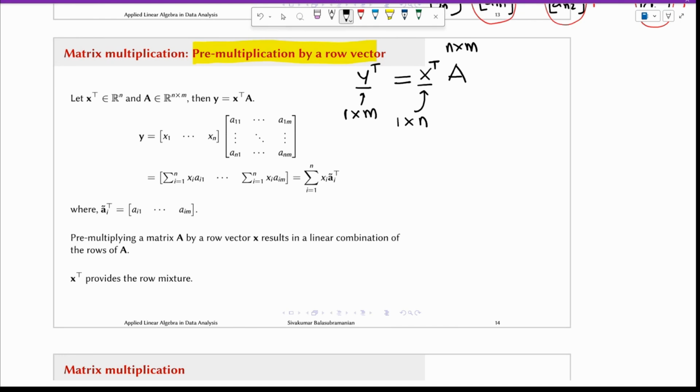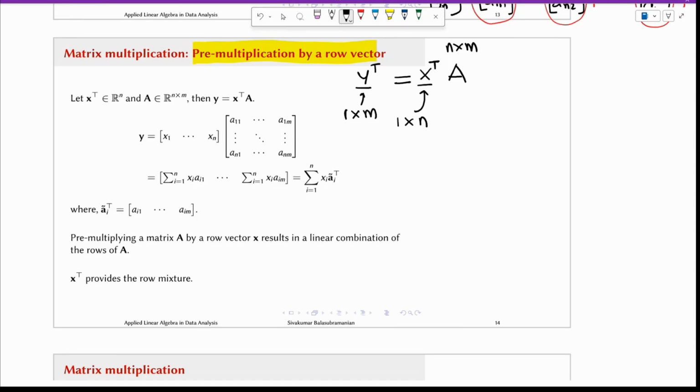In the previous case, we saw that whenever you post-multiply by a column vector, the operation you're doing is taking the linear combination of the columns of A to produce another column. What do you think is happening here, when you pre-multiply a matrix by a row vector? Yeah, exactly. Pre-multiplication by a row vector is a process of taking the linear combination of the rows of A to produce another row.